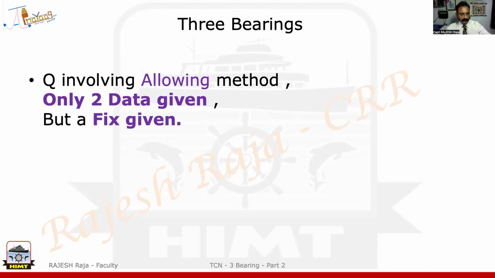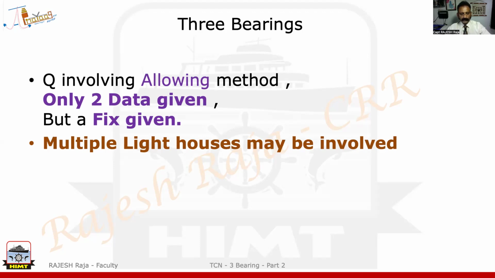I'm going to use the allowing method, and for knowing about the allowing method, you have to go to the chart work triangle video. That is also in the playlist. You can have a look. I'm not going to talk about what is the allowing method. It is already there. And here in this question, out of the 6 data which we normally encounter in a chart work question, I'm going to give you only 2. And I will support it with a fix.